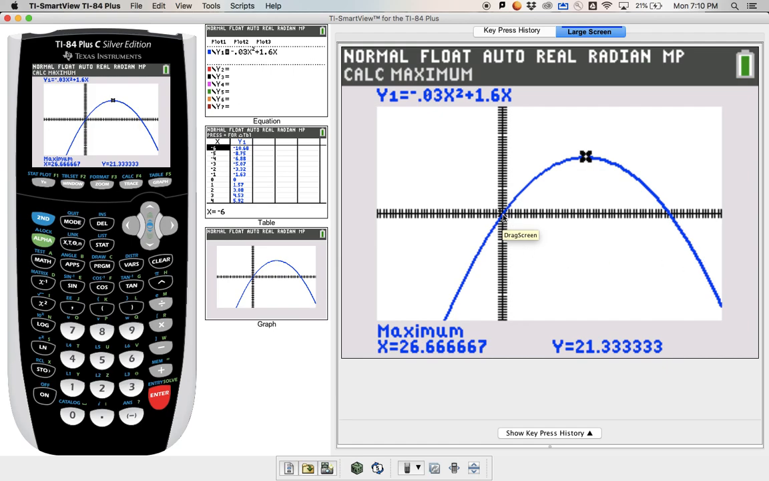So our domain is going to start from 0, and then it's going to go all the way to where the ball landed, and that x-intercept was 53.3 from the previous, I guess, x-intercept. And then as far as the range, that's usually how high and how low, so it doesn't go down forever. The lowest it starts is at 0, and then the highest it goes is to that 21.3.